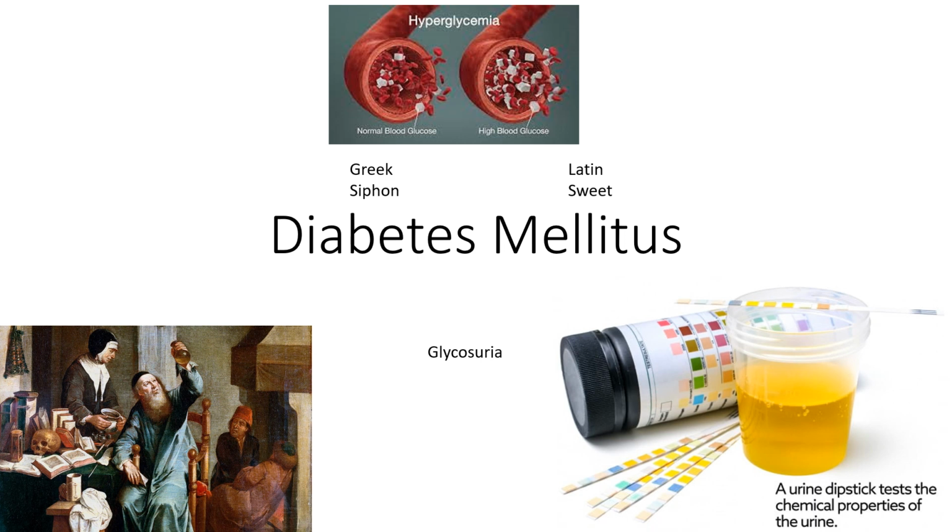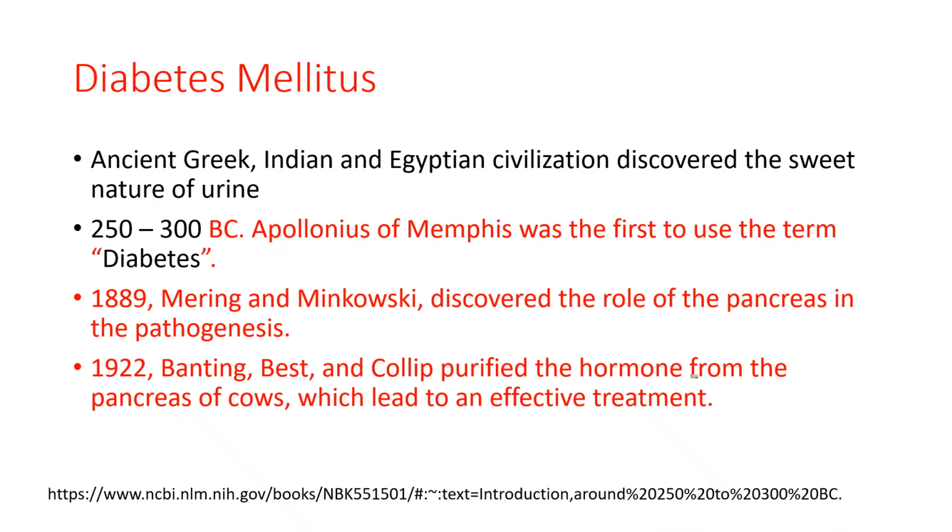Now we don't have to taste the urine. We can use a point of care kit that you can take home, pee in a cup, and stick a dipstick in there. So now we know what diabetes mellitus is. And it's been around for a long time. The ancient Greeks, Indians, and Egyptians first discovered the sweetness of urine a long time ago. Then 250 to 300 BC, they actually coined the name diabetes.